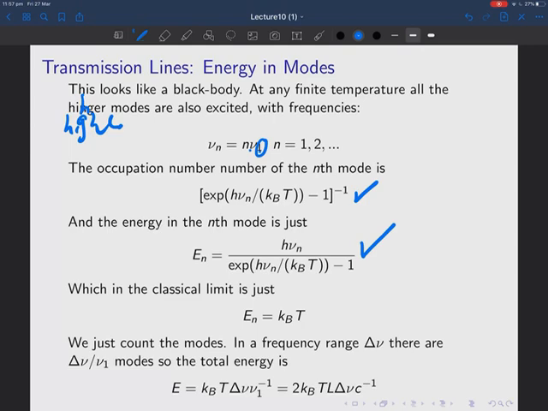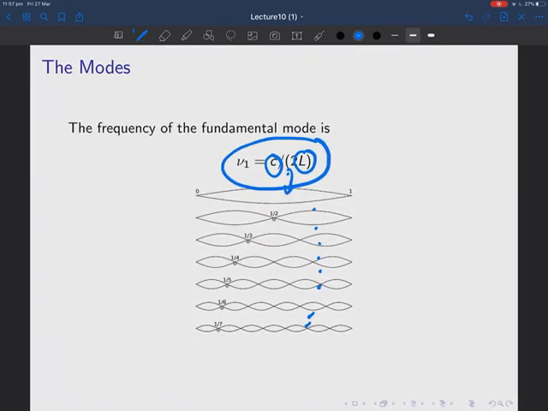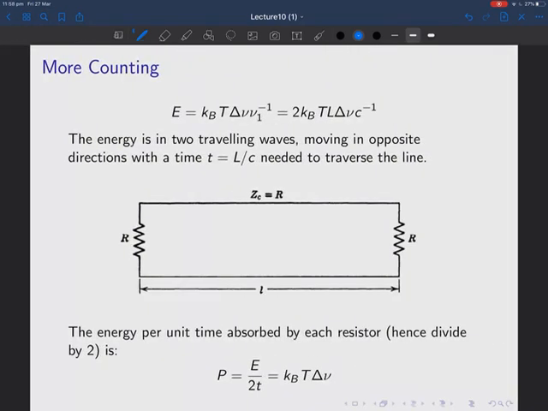In the classical limit, which is what we're normally interested in here, we just get kBT. We just count that. Now we're going to count all the modes. In a frequency range delta nu, there are delta nu on nu 1 modes, one of these classical counting arguments which you've used before. And so the total energy is kBT delta nu divided by nu 1, which is 2 kBT L delta nu divided by c, using the fact that nu 1 you can get from this. I'll get rid of this stuff. That's nu 1 there, the fundamental mode frequency. So that's our result so far for the energy.